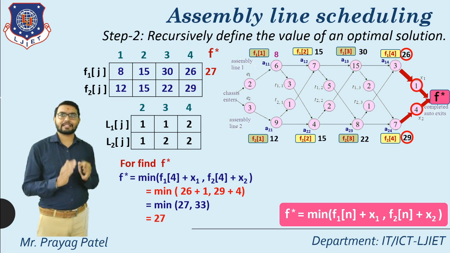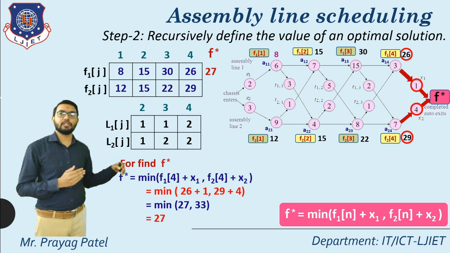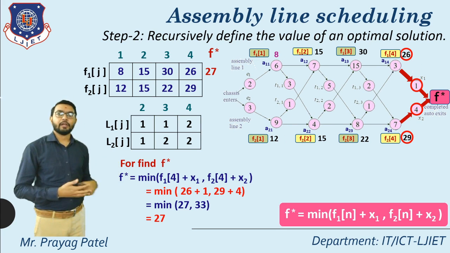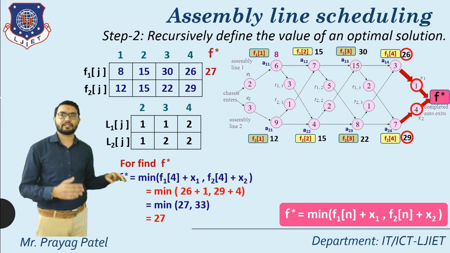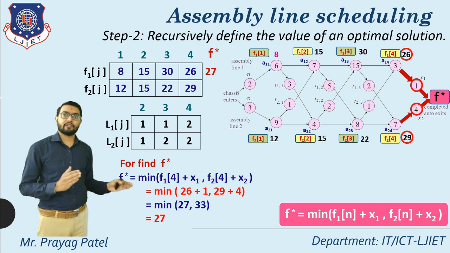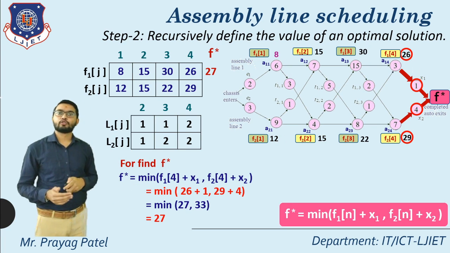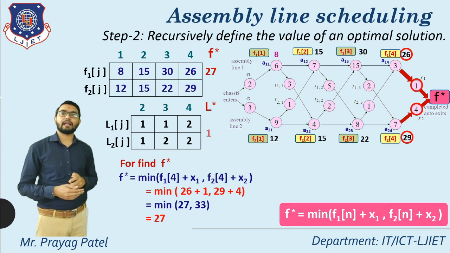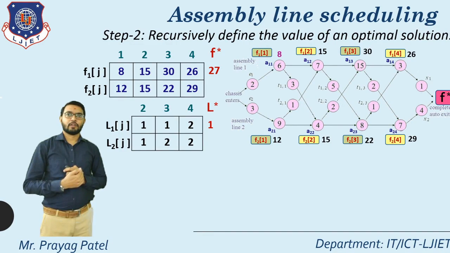So here L star means, for finding F star, you use line 1 or line 2. Here the minimum out of 27 and 33, meaning 27, is the final answer. 27 occurs from the first option, and the first option is line 1. So consider L star equal to 1 and put L star equal to 1. Here consider the F star value as our final value. So what is the value of F star? F star equal to 27.